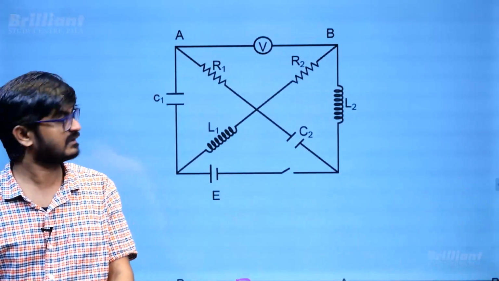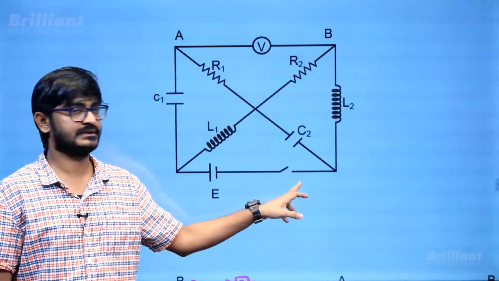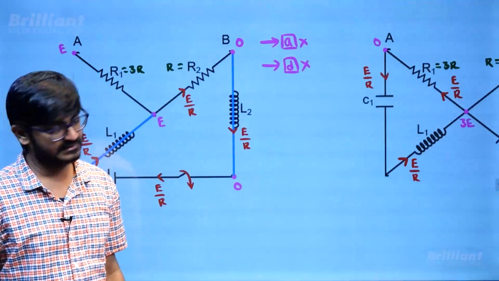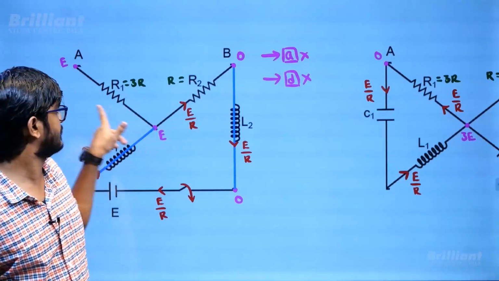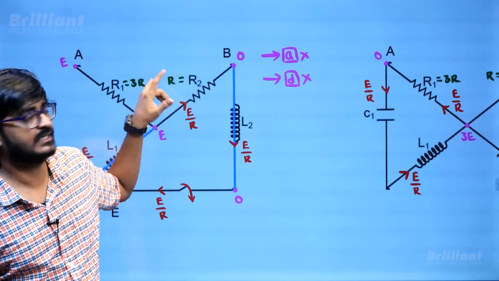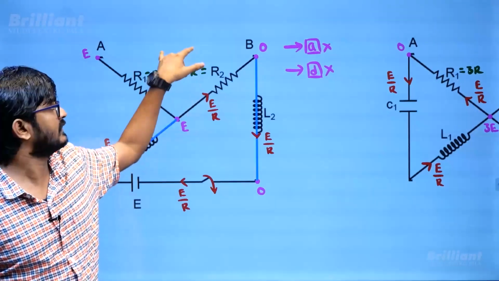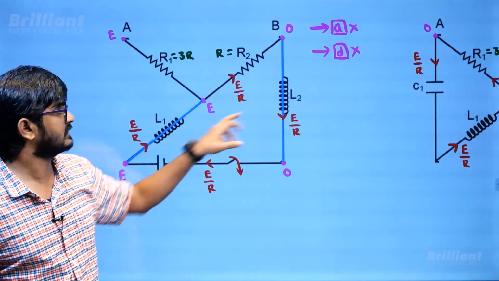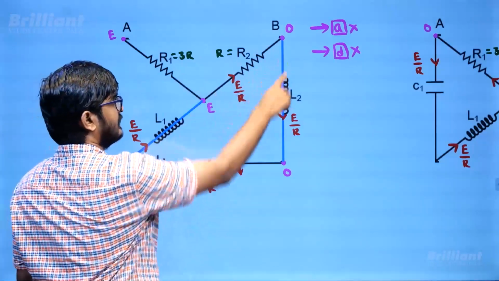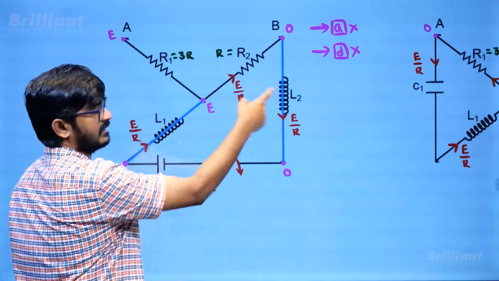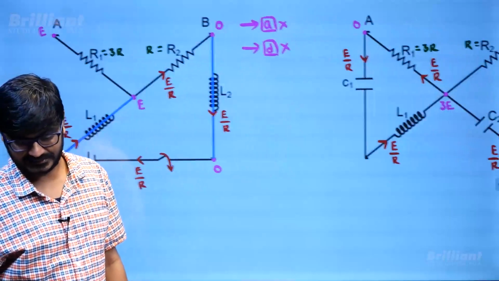So this is the initial question. You are closing it, and after steady state is achieved, this capacitor will behave like an open circuit, and this voltmeter is a very large resistance, right? So I am opening it. You can see this will behave like a short circuit, and this current will be flowing this way, and that current you can find as E by R, right? This question we have done in the last exam also.